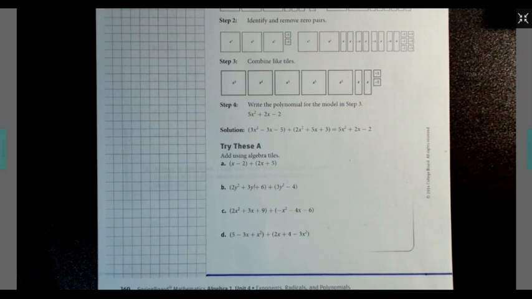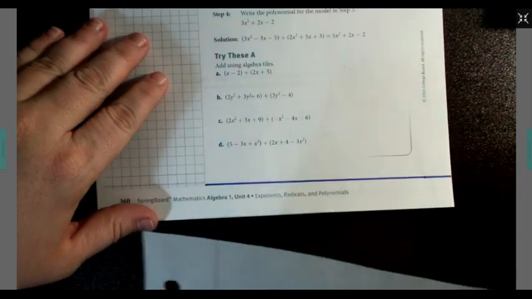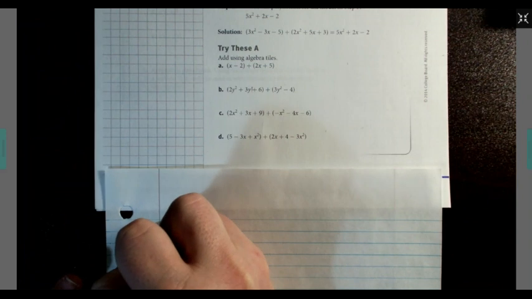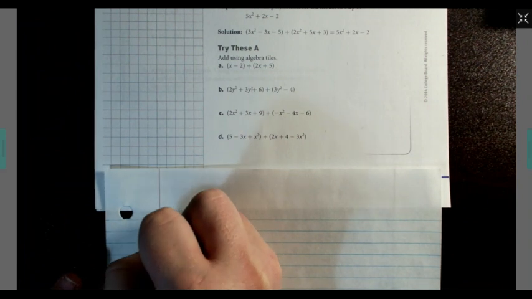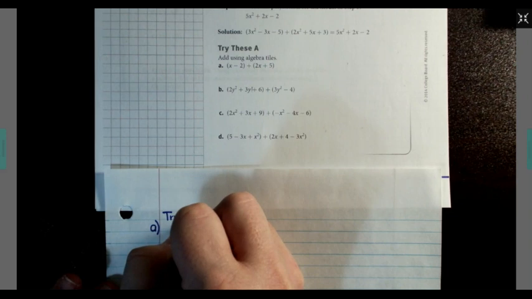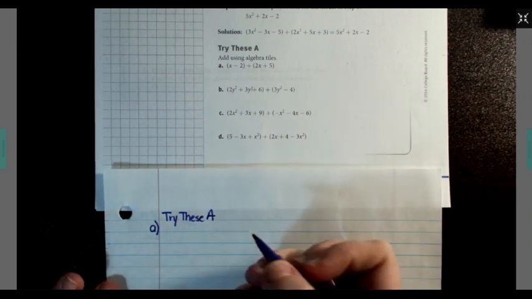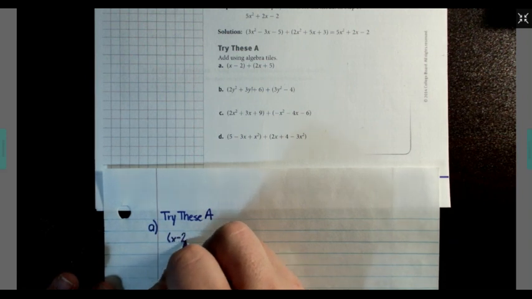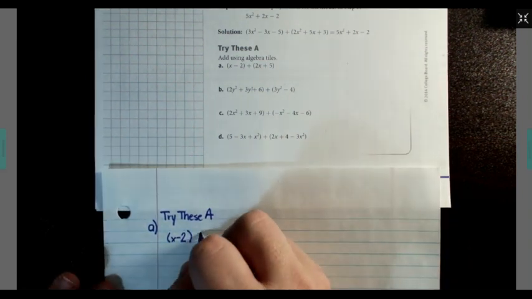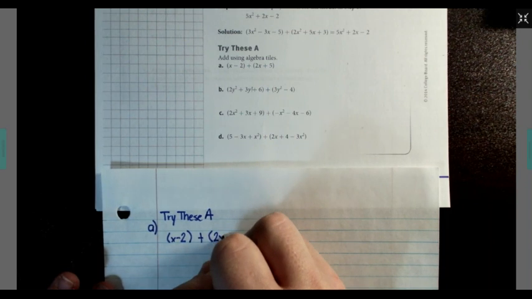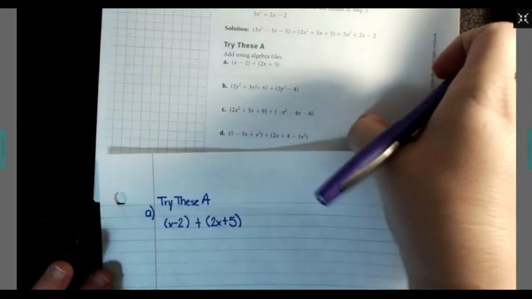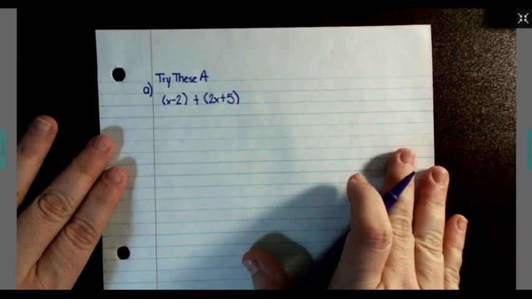I'm going to go ahead and get another piece of paper so that I have some room to write these down. And again, I'm going to write these on a separate piece of paper, but I am going to show my steps, sorry, show my moves. So try these A. The first one says x minus 2 plus 2x plus 5. All right, I'll set that off to the side.